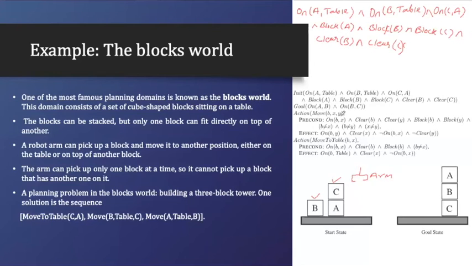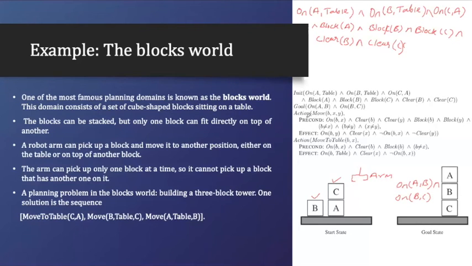What is my goal? This is my goal. How can we define the goal? We can define that B is on C and A is on B. So how can I write it? I can write On(A, B), meaning A is on B, and On(B, C), meaning B is on C. So this is my goal.